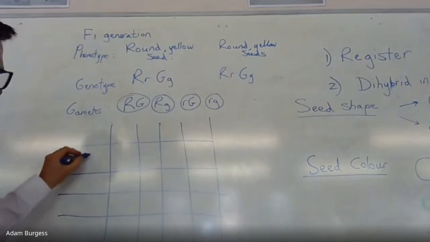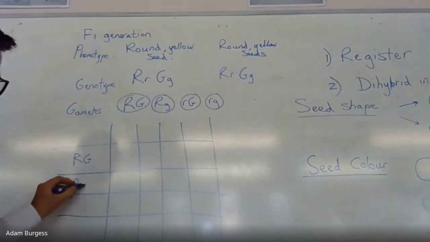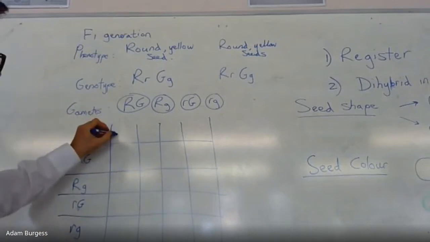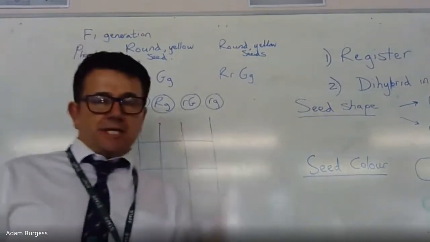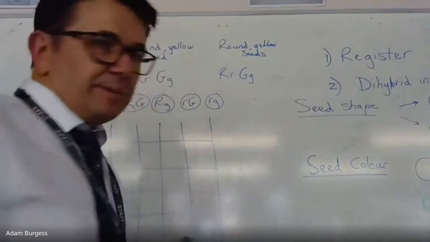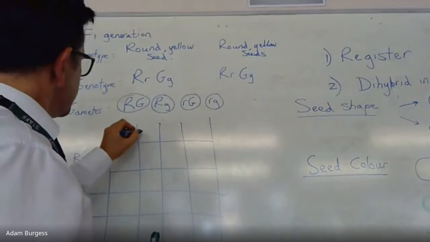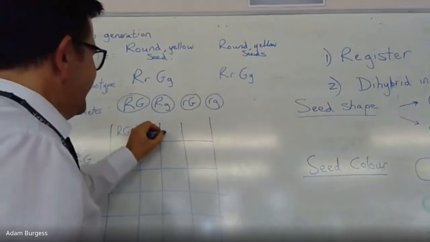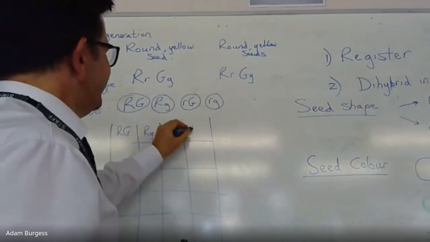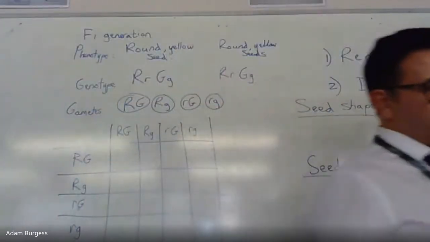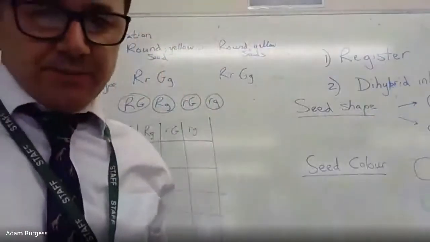So I'm going to cross both of them. I'm going to draw this for you, and then I'm going to give you 5 minutes to find out the genotype and the phenotype, and give me the ratios as well. Okay, so could you cross those, please? I'll give you a few minutes.